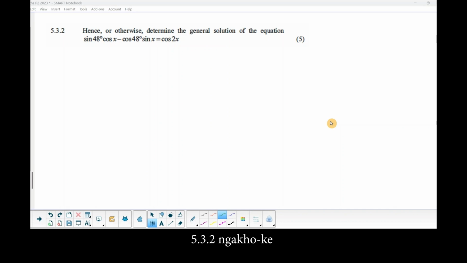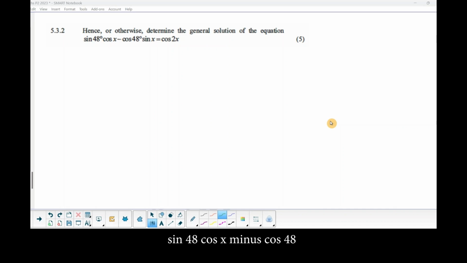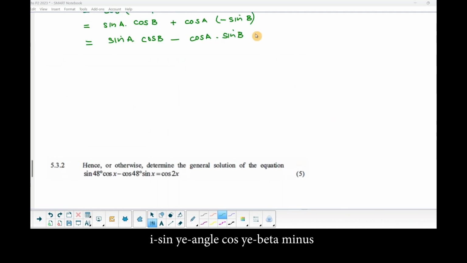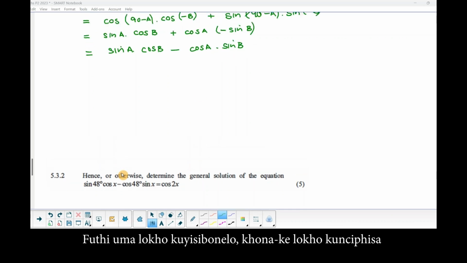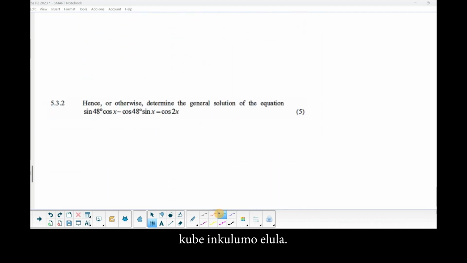5.3.2, hence, or otherwise determine the general solution of the equation sine 48 cos x minus cos 48 sine x is equal to cos of 2x. Now, if you look at the left-hand side of that equation, that's essentially the expansion of what we've just done. So if you look closely, we've got sine of an angle cos of beta minus cos of an angle times sine of beta, which is exactly the same pattern. And if that is the pattern, then that reduces to a quite simple expression.